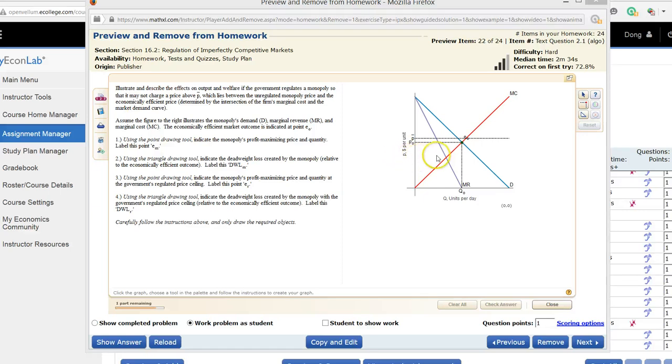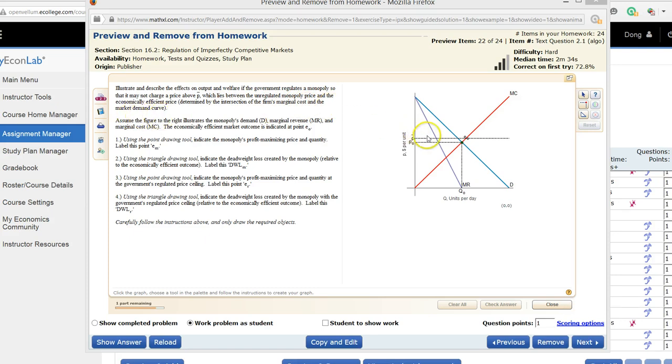This is question number 22 of homework 10 for chapter 9 and part of chapter 16. Illustrate and describe the effects on output and welfare if the government regulates a monopoly so that it may not charge a price above P bar, which lies between the unregulated monopoly price and the economically efficient price, which is determined by the intersection of the firm's marginal cost and the market demand curve.